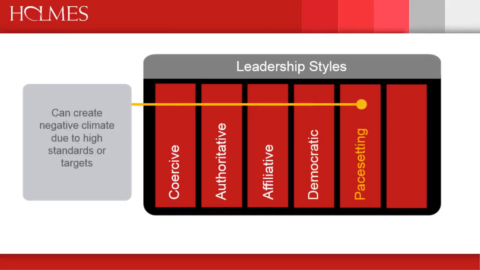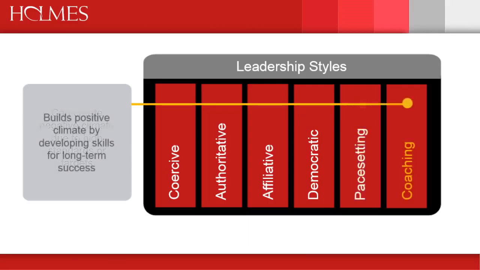Pace setting. A pace-setting leader sets high standards which can create a negative climate. This style works best for achieving fast results from highly motivated individuals who value achievement and take initiative. Coaching. The coaching leader builds a positive climate by developing skills to foster long-term success, delegating responsibility, and skillfully issuing challenging assignments to their subordinates.